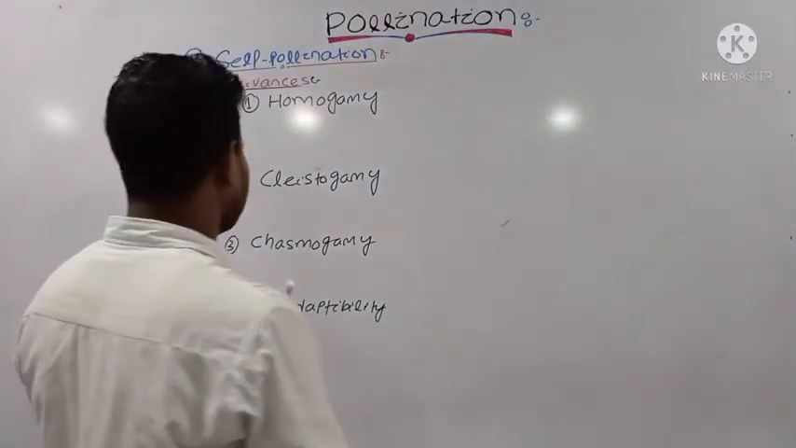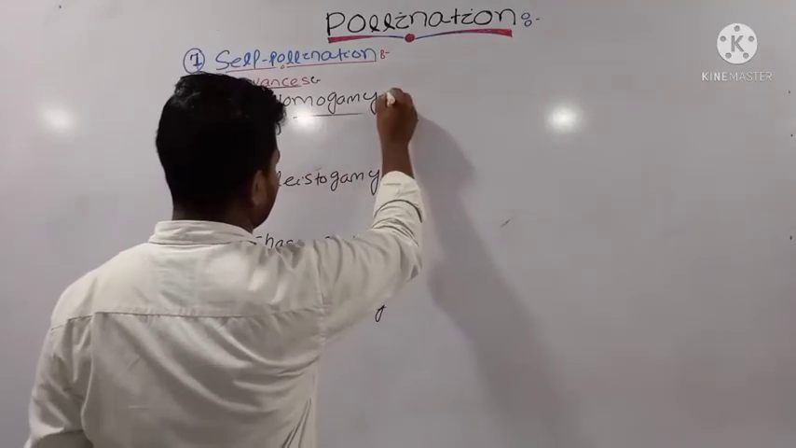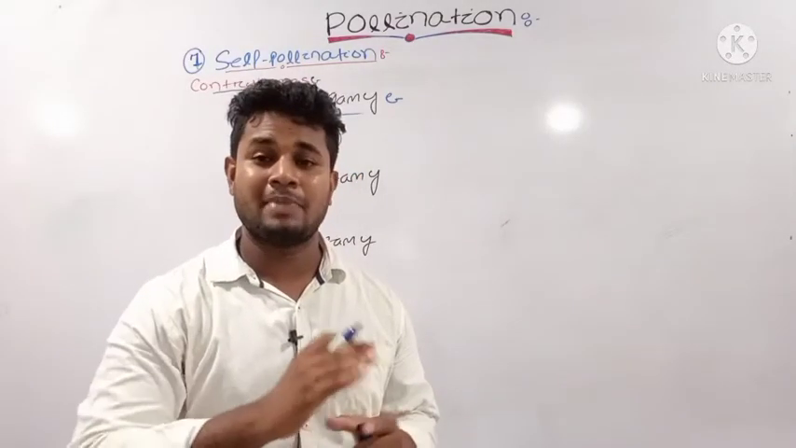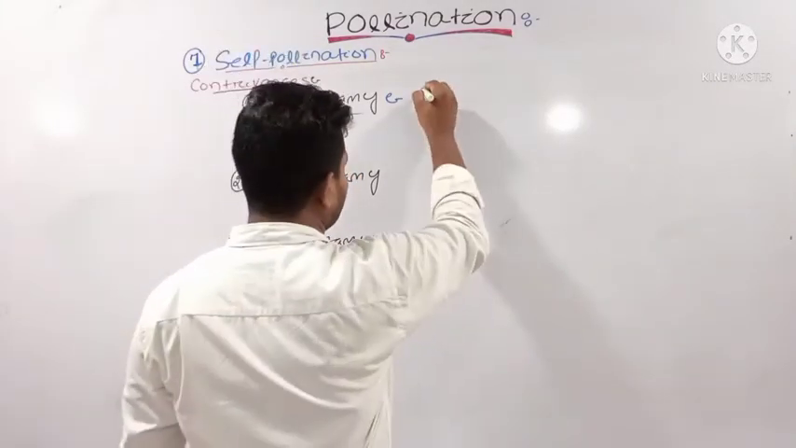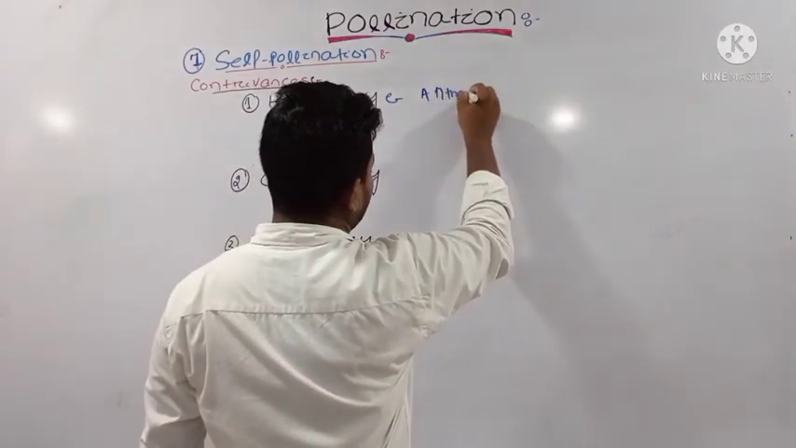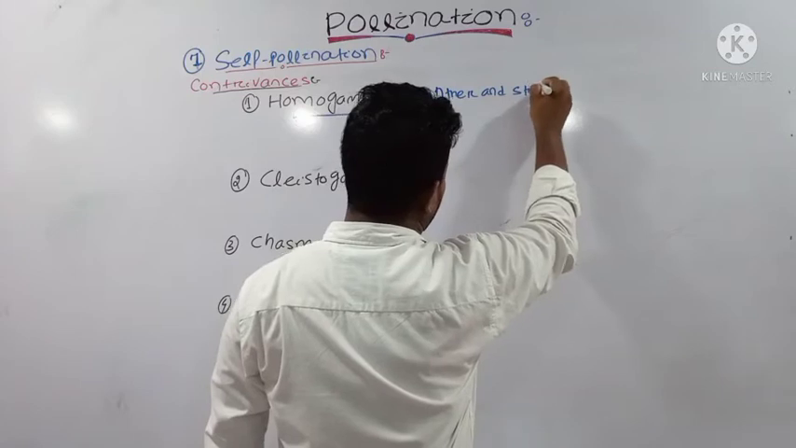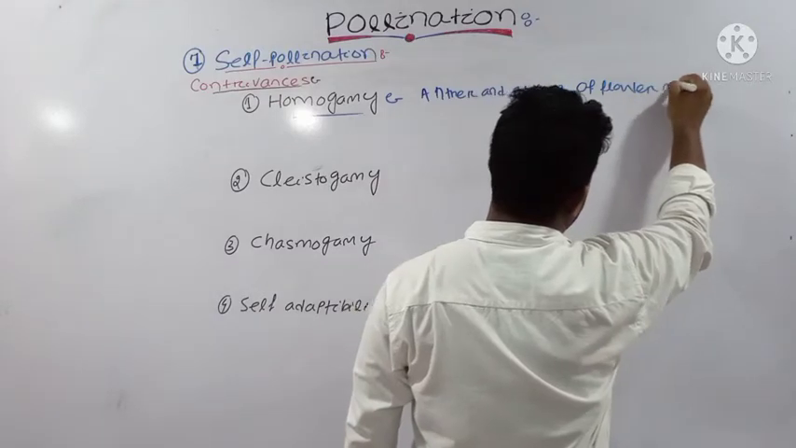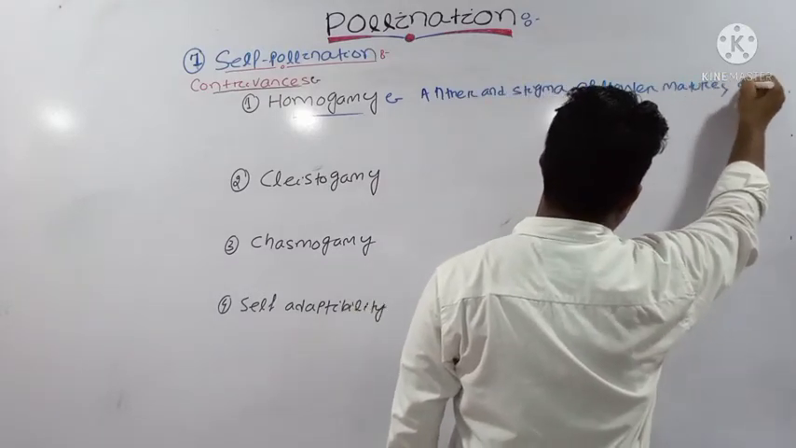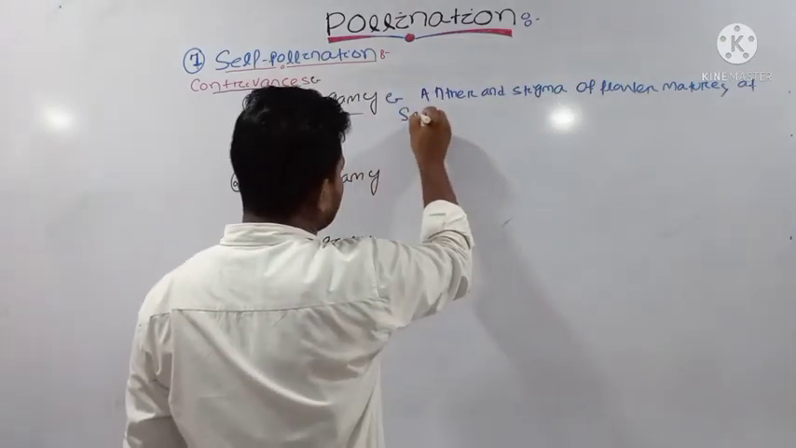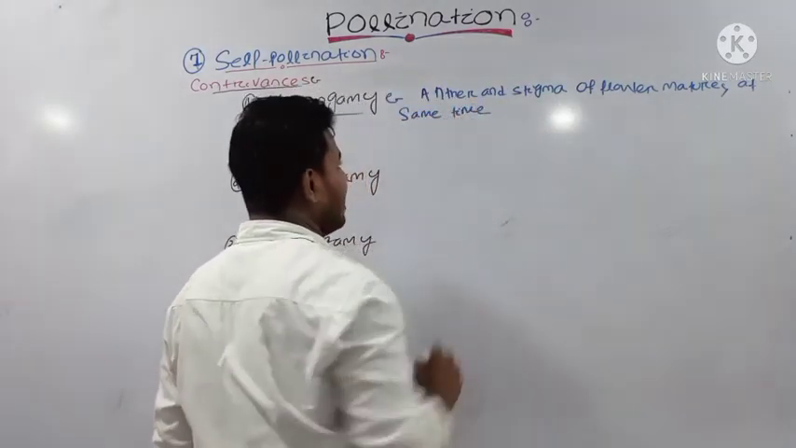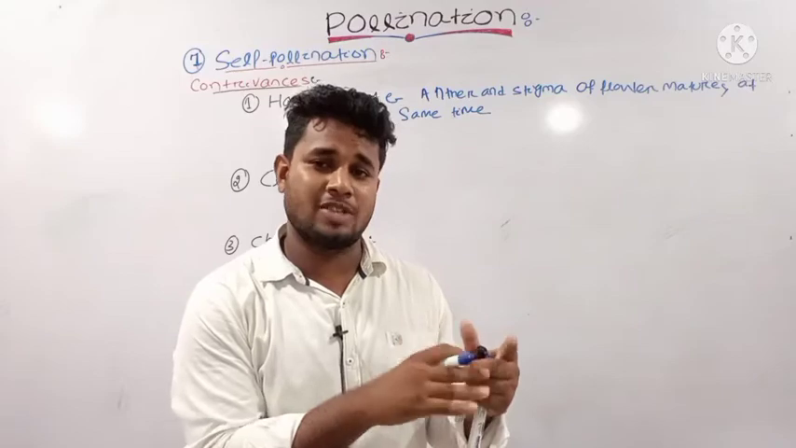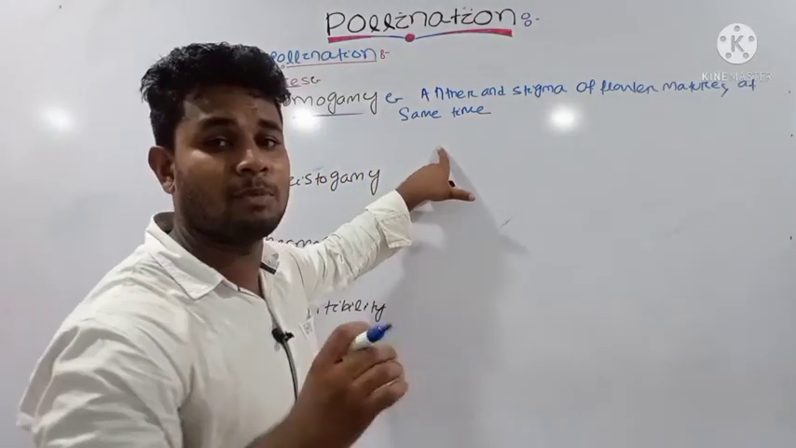Clear? And first one, the homogamy process. Let us know what this type is. In the homogamy type of flower, the anther and stigma of the flower mature at the same time. And as a single flower is involved, as the stigma and the anther mature at the same time, here only self-pollination can take place.